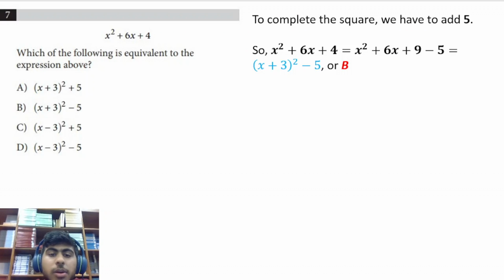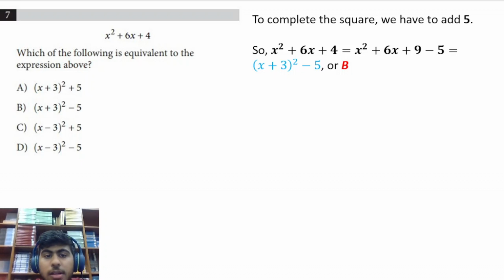All right, to complete the square, we have to add 5, because x squared plus 6x plus 9 is x plus 3 squared, right? Remember how you do b over 2a, and then you square that? That's how you would do it here. So you end up with x squared plus 6x plus 4 is x squared plus 6x plus 9 minus 5, which is x plus 3 squared minus 5. Answer choice B. That's how you complete the square.